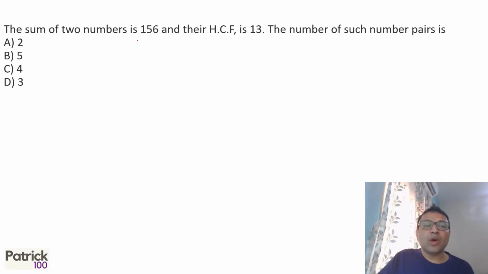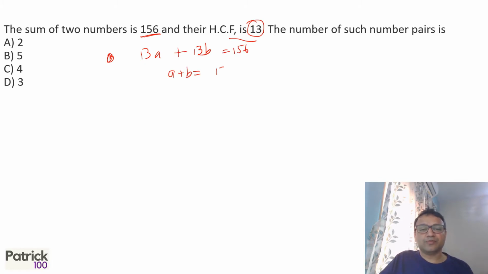The sum of two numbers is 156 and the HCF is 13. So both numbers will be multiples of 13. Let's say 13 times A and 13 times B. And the sum is 156, which means A plus B, if you solve, becomes 12. Now think of the two numbers which are possible with sum 12.